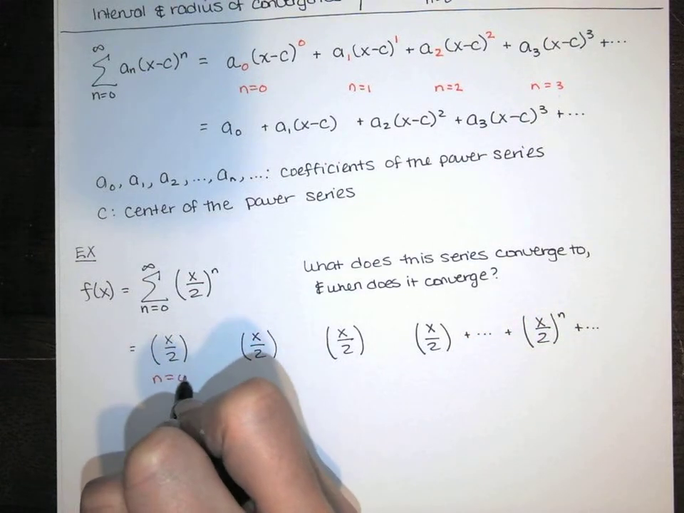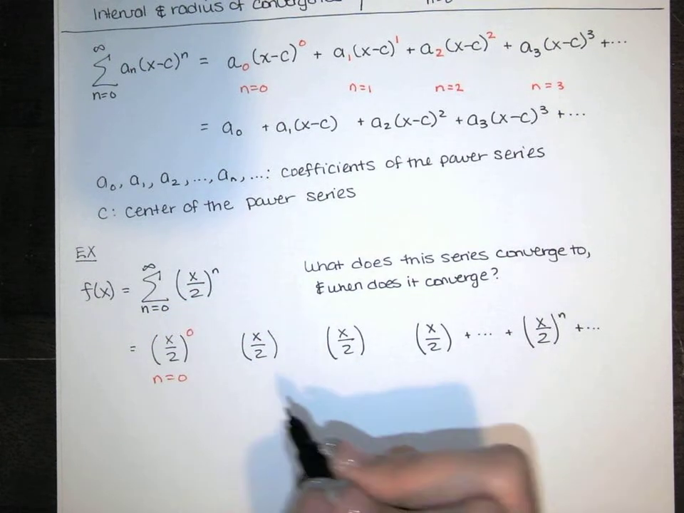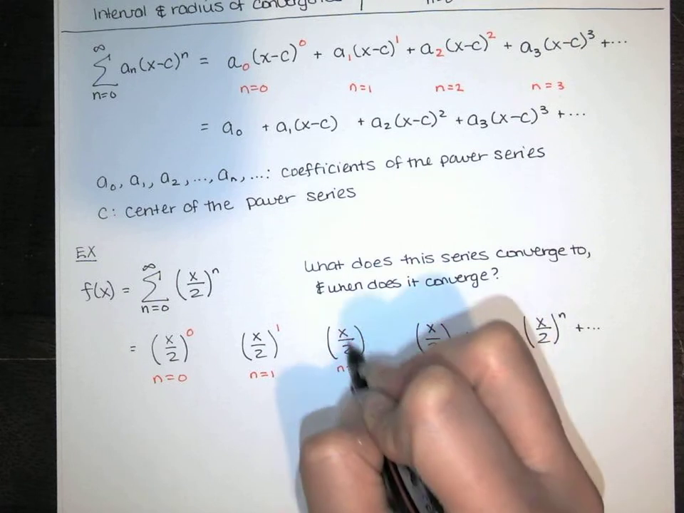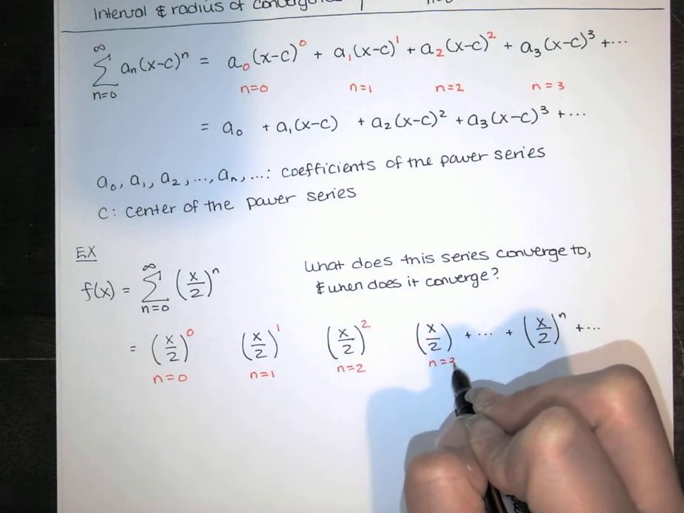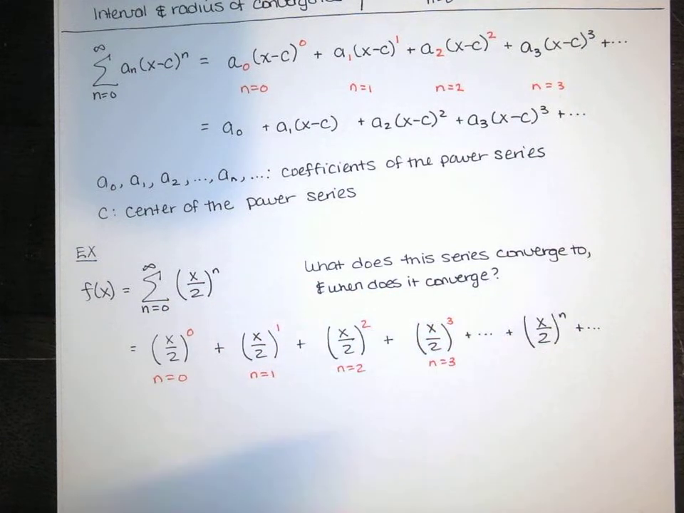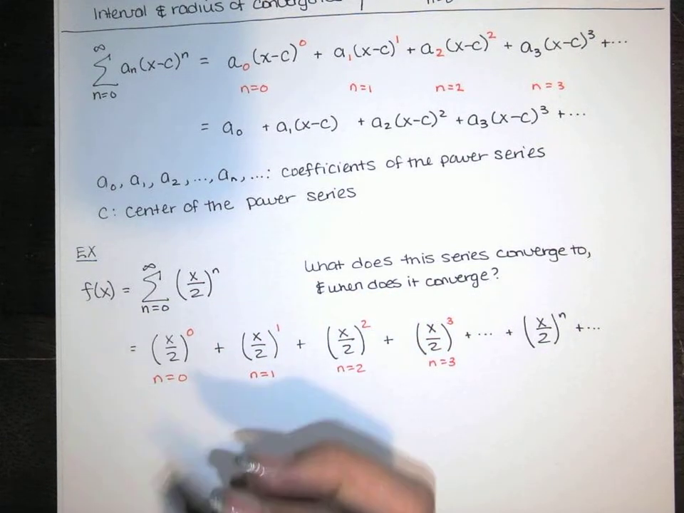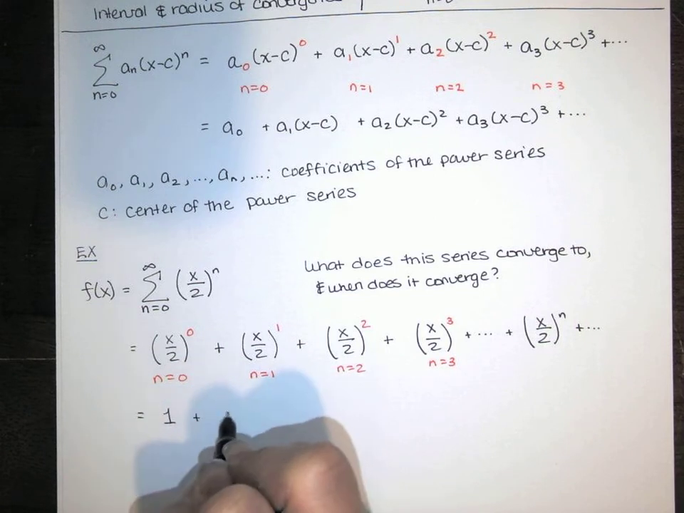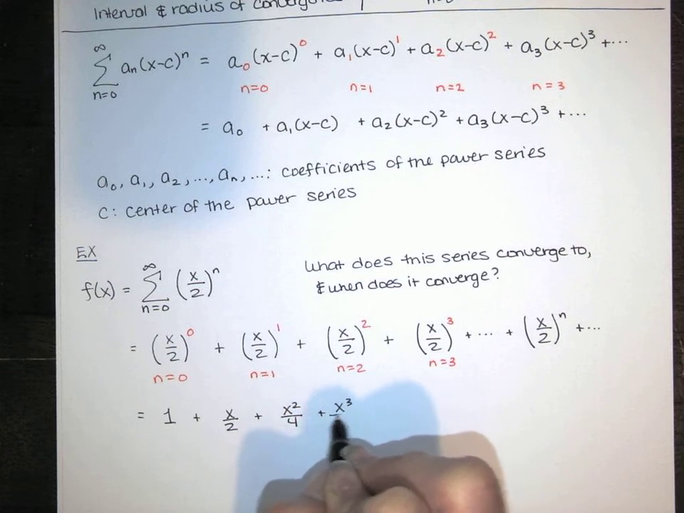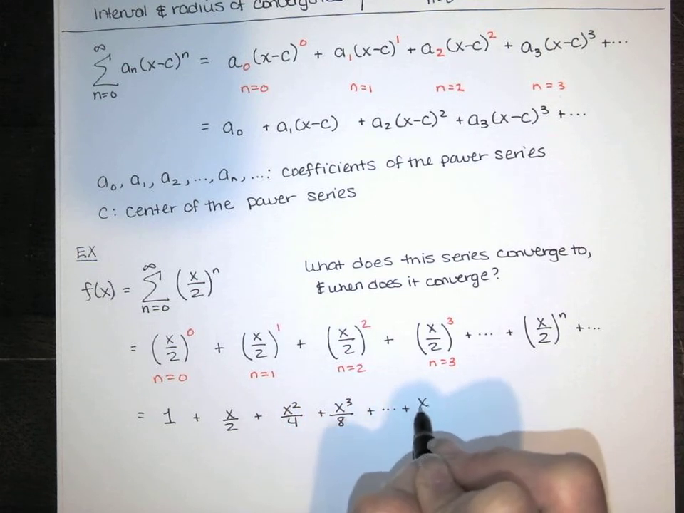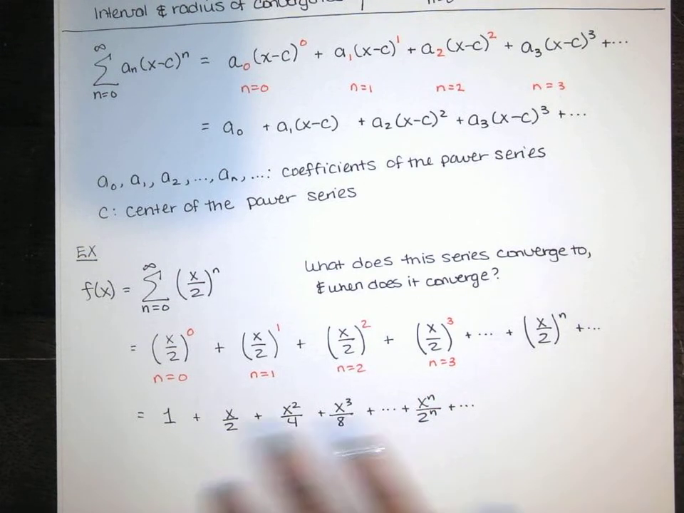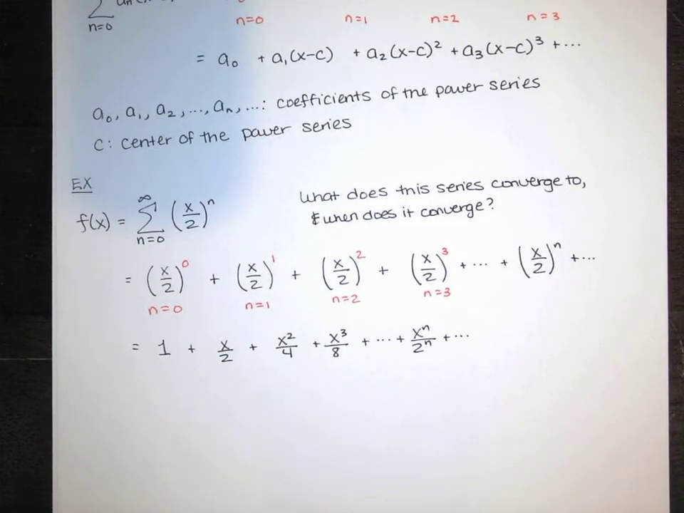So when n equals 0, I get x over 2 to the 0. When n equals 1, I get x over 2 to the first. When n equals 2, I get x over 2 squared. When n equals 3, I get x over 2 cubed. And this is a series, so we're adding them. There's a sigma there. So if I simplify this, I get 1 plus x over 2 plus x squared over 4 plus x cubed over 8, and so on. That's x to the n over 2 to the n, and you just keep going. Well, that's definitely an infinite series.